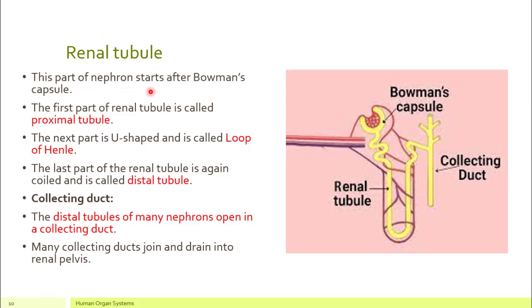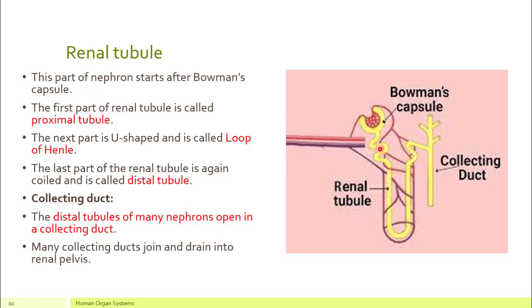This part of nephron starts right after the Bowman's capsule. Here you can see we have discussed the glomerulus and Bowman's capsule. Right after the Bowman's capsule, there is renal tubule. All this yellowish color tubule is the part of renal tubule. The first part of renal tubule is called proximal tubule, which is present right here.